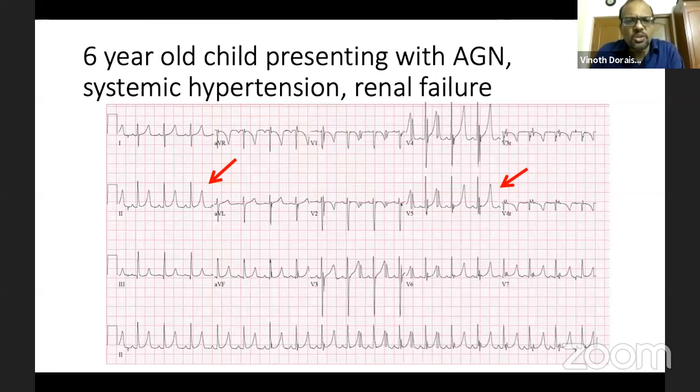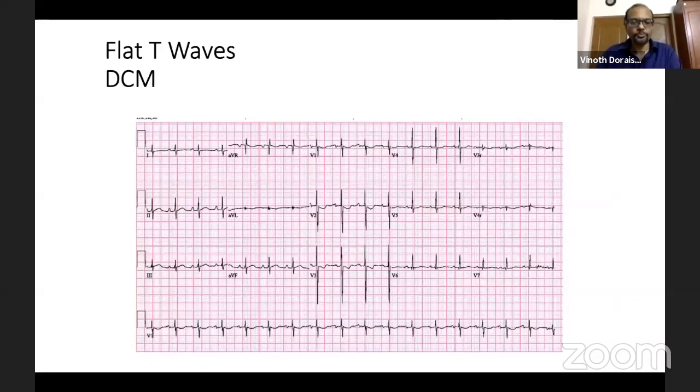So this is a 6-year-old child presenting with acute glomerulonephritis, systemic hypertension, and renal failure. Immediately you can see this patient has very tall peaked T waves, which are more than half of the height of the QRS complex. When you check the potassium of this patient, it was high at 6.3 millimoles per liter. This hyperkalemia was corrected and then the T waves became normal.